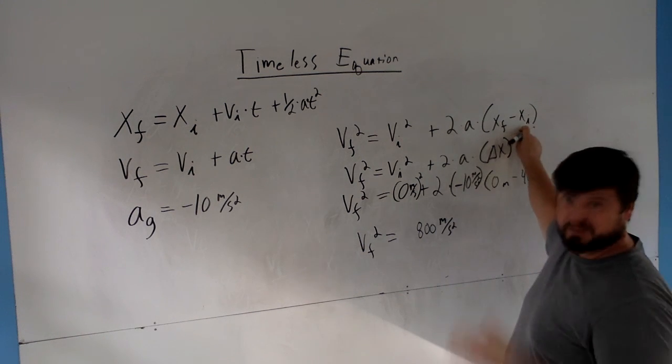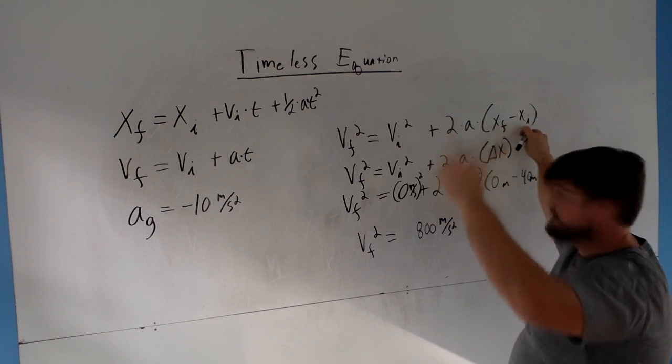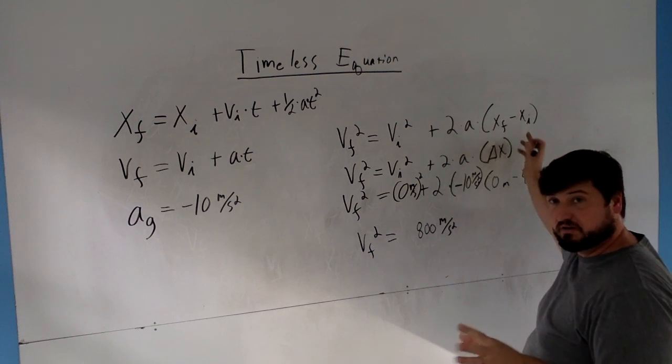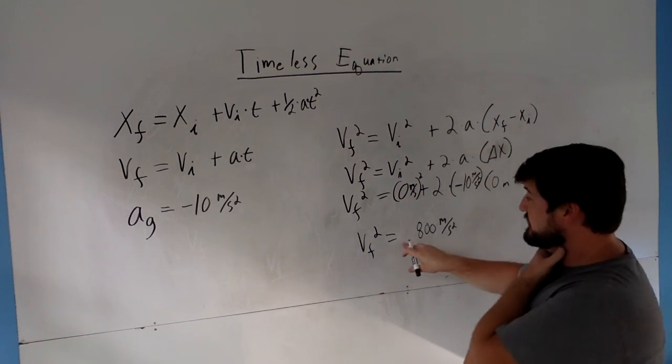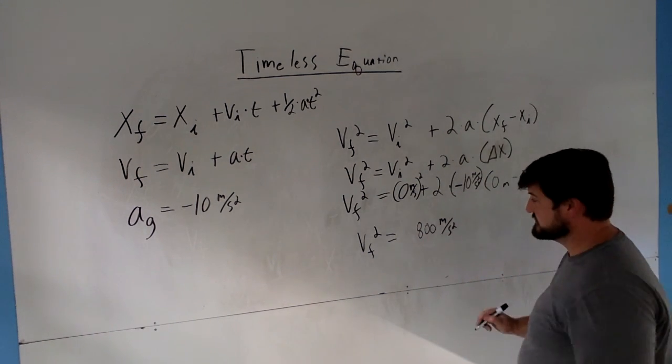I didn't put my initial. My initial was like height, right? My height was 40. My final was 0. I put it in backwards. That's why it came out negative. Now it's positive now that I fixed it.